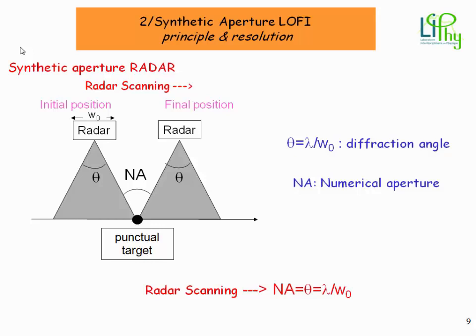And now, if we define the resolution of our setup by the ratio between the wavelength and the numerical aperture, one simply obtains that the resolution is given in the synthetic aperture method by this parameter, which is simply the size of the radar source. And this, whatever the distance between the punctual target and the radar displacement plane. So the resolution, it is important, is independent of the distance between the radar and the punctual target.